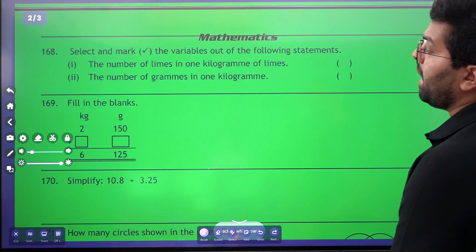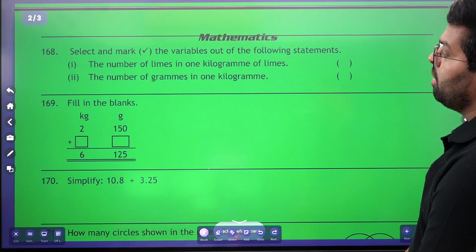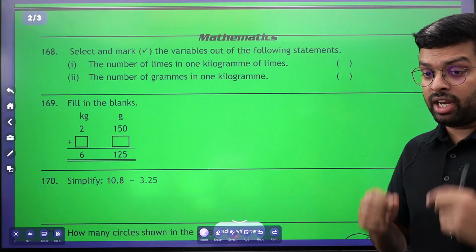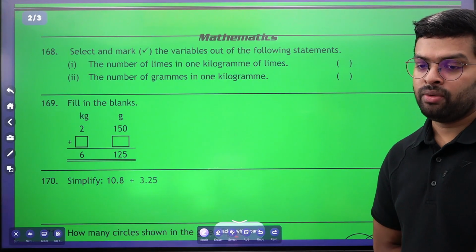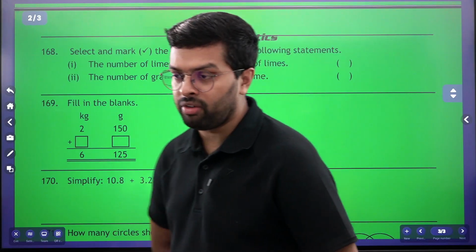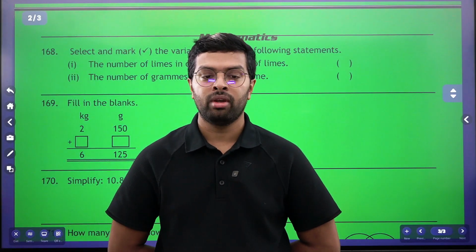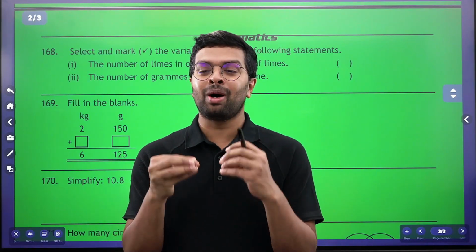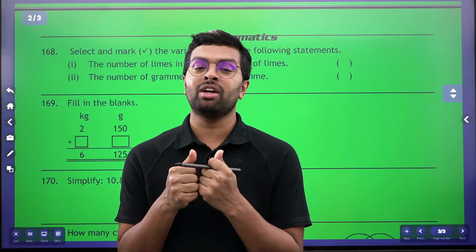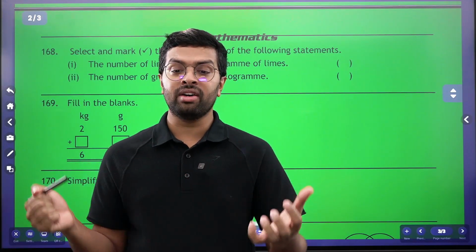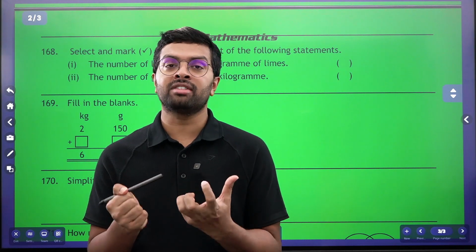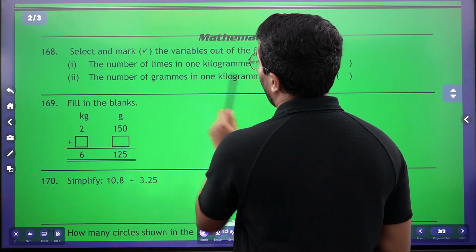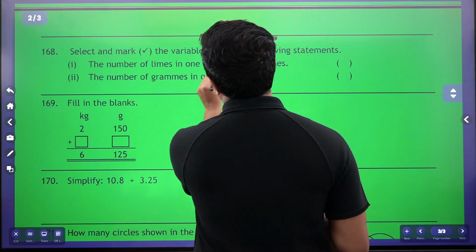Right, select and mark a tick the variables out of the following statements. Now we have to select what the variables are. A variable is something whose value changes along with time. If the amount changes with time, we call it a variable. If it doesn't change with time, it is called a constant. Clear? Alright. The number of limes in 1 kilogram of limes.